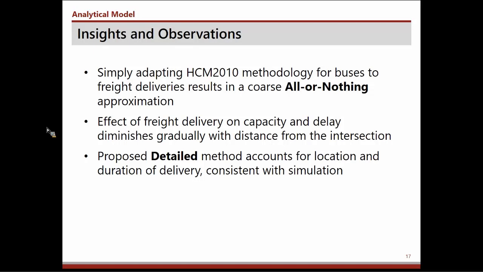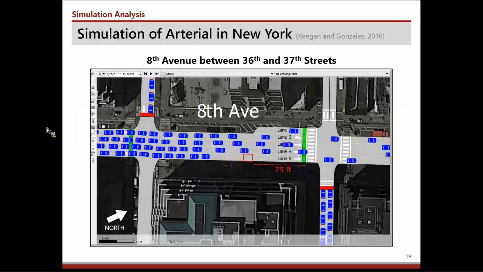Let's create a simulation environment where we can really systematically isolate the effect of the location of the vehicles, and we can place them at set distances from the intersection and look at their effect. So what we did was we used AimSun. AimSun is a microsimulation software, and we built a model, a section of 8th Avenue in New York, and gave it the lane configuration the same way it looks like on the street. And 8th Avenue is one way northbound, and this is between 36th and 37th Streets.